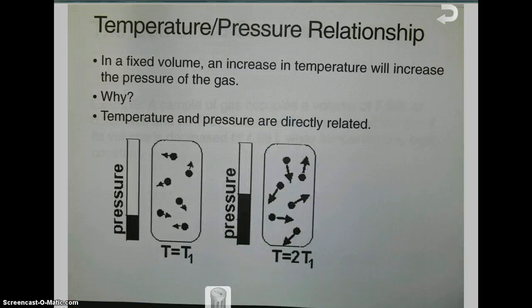Now, when we have a fixed volume, so this time the container can't change its volume, an increase in temperature will increase the pressure of the gas because when the particles are moving faster, they're going to collide more often since the volume of the container won't change. So temperature and pressure are directly related. When one goes up, the other one goes up.